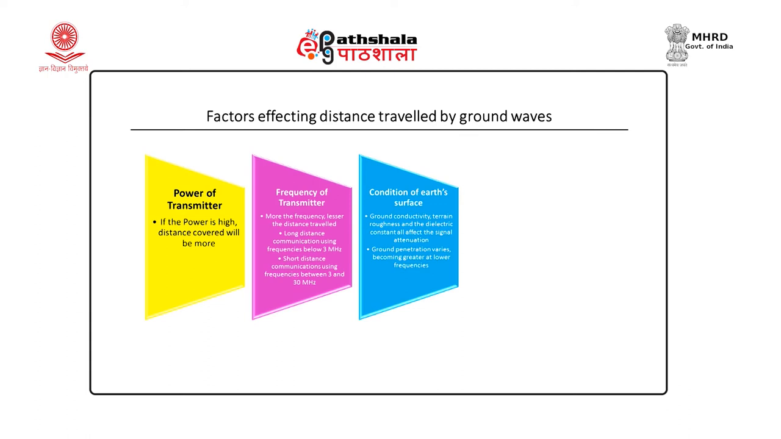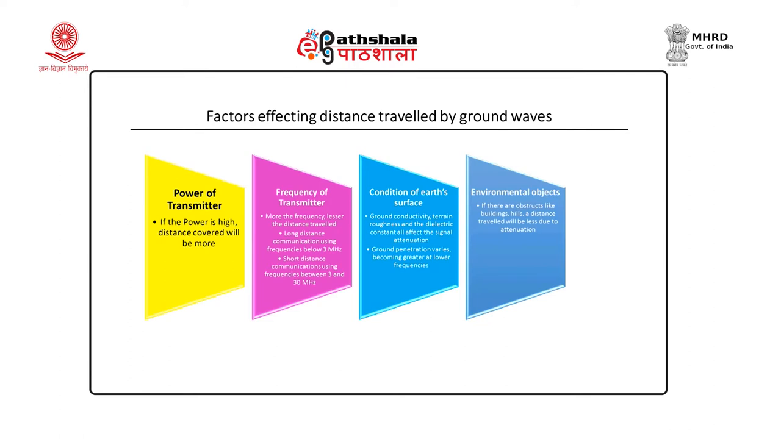Condition of Earth's surface. The conductivity of the ground, the terrain roughness, the dielectric constant all affect the signal attenuation. So, the ground also affects the penetration. The ground penetration also varies as per the frequency. Lower the frequency, more is the penetration.